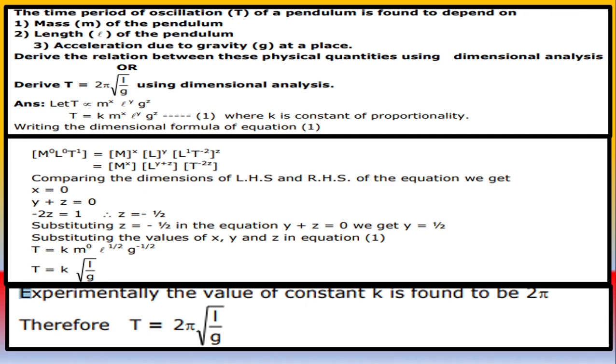So as I said, with proportionality constant k, t is equal to k into square root of L by g. We derived the relation with the help of the dimensional formula. And as we said, k is a dimensionless constant which has been proved in a laboratory, and we will take it as 2 pi. So t is equal to 2 pi into square root of L by g is the answer.